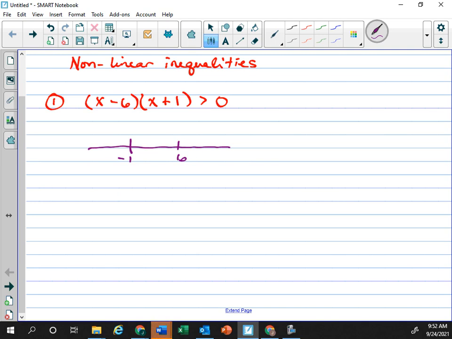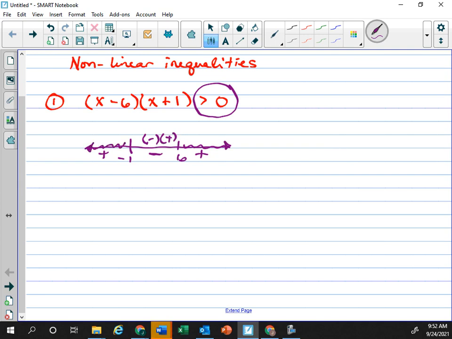All right, guys, I'll go through it. I'm going to test 0. 0 lives between -1 and 6, so that's where I'm testing. 0 minus 6 would be negative. 0 plus 1 would be positive, so that little region is negative. Will this number line alternate? Yes, good. And then it's all about just answering the question they asked you. They said, when is it greater than 0? Well, that's the positive parts.